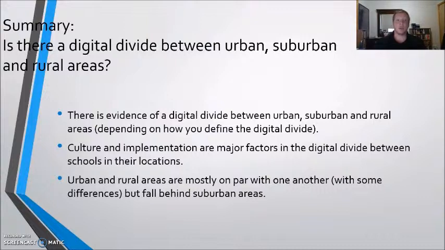So is there a digital divide between urban, suburban, and rural areas? There is evidence of a digital divide between urban, suburban, and rural areas depending on how you define it, just like before. Culture and implementation are major factors in the digital divide between schools and their locations. Urban and rural areas are mostly on par with one another with some differences, but they fall behind suburban areas, and a lot of that links back to socioeconomics.